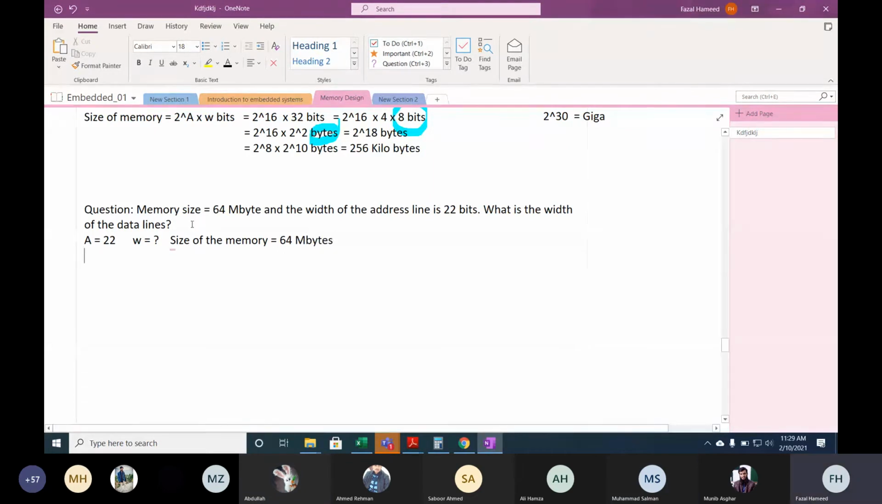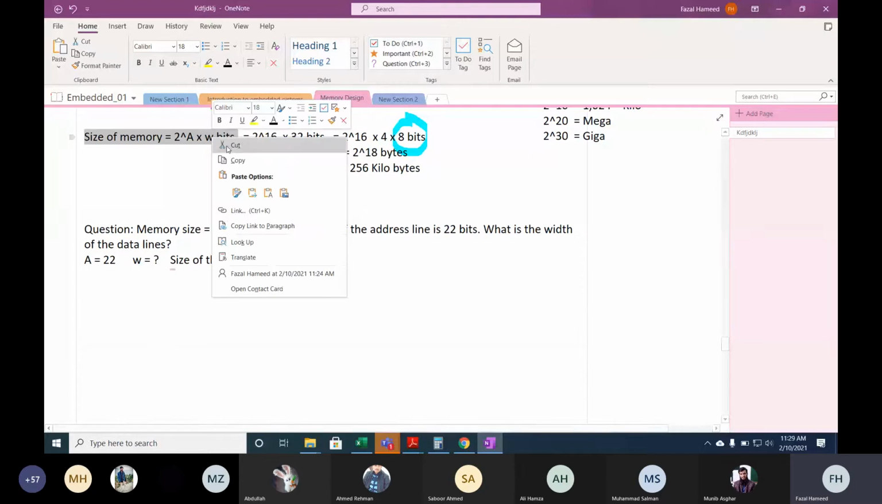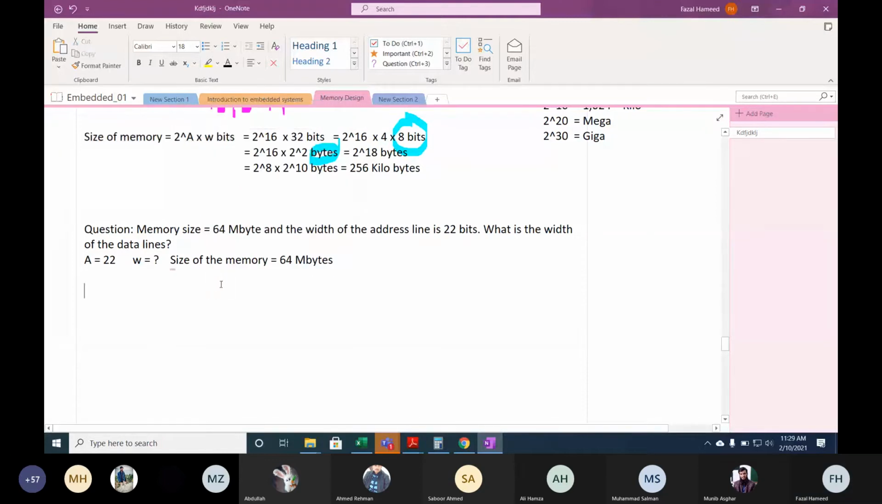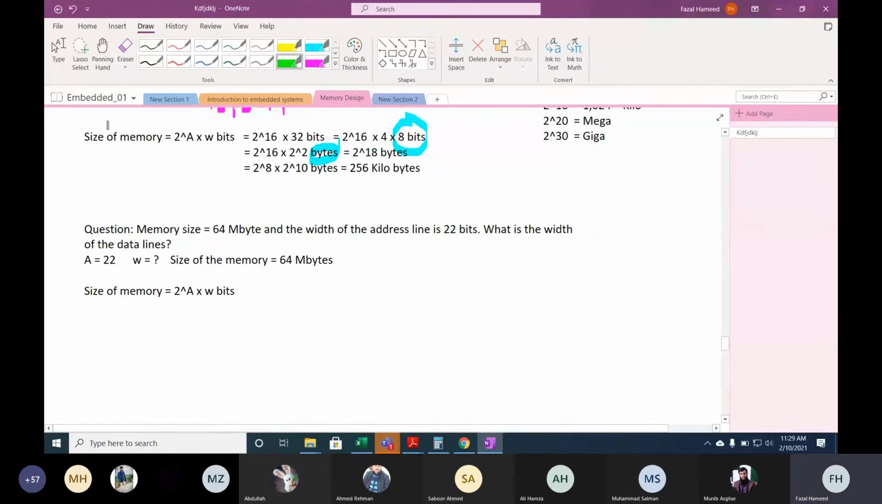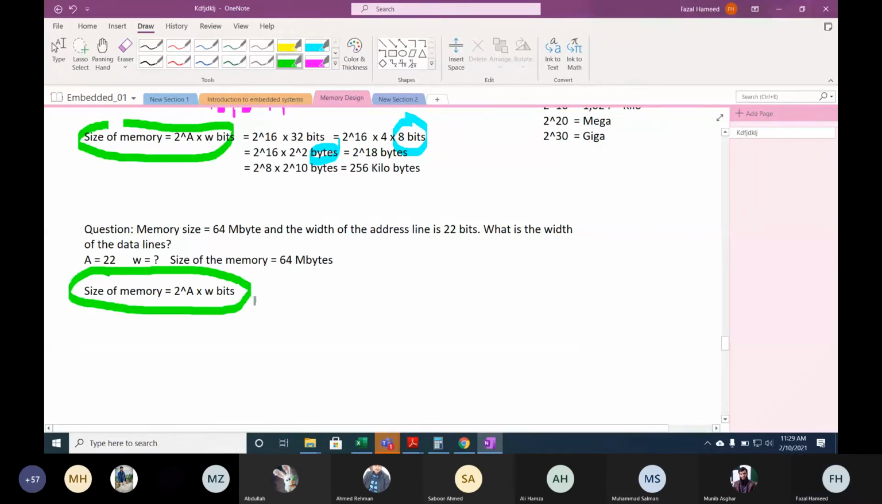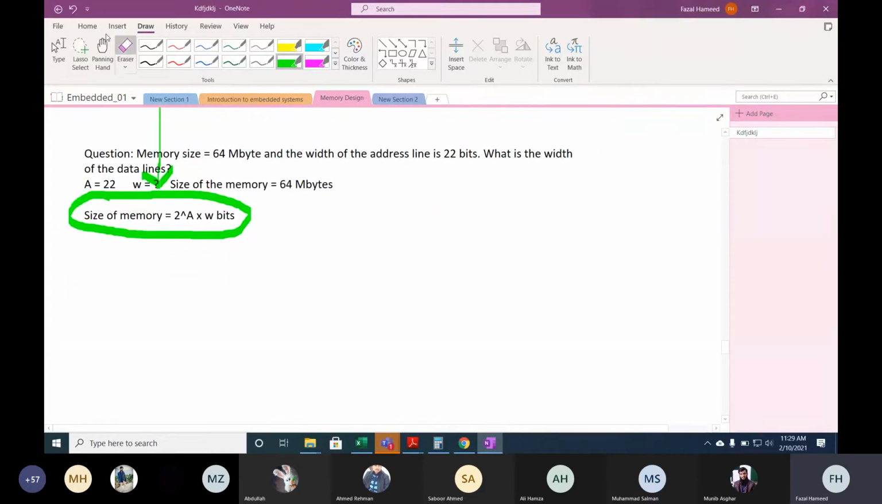And we know... what did I tell you here? What is the formula that you used above? Size of the memory is actually 2 raised to the power A cross W. Am I right or not? Use the formula above. I'm using this formula now. Now it's the size of the memory. What is the size of the memory in this particular example?